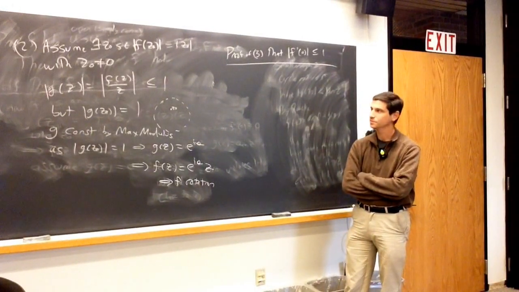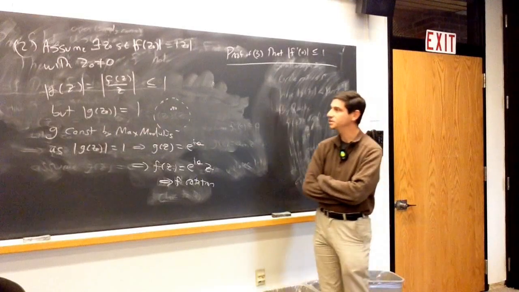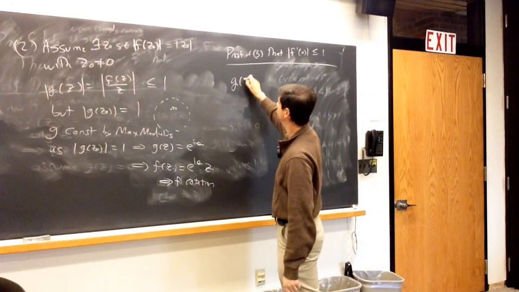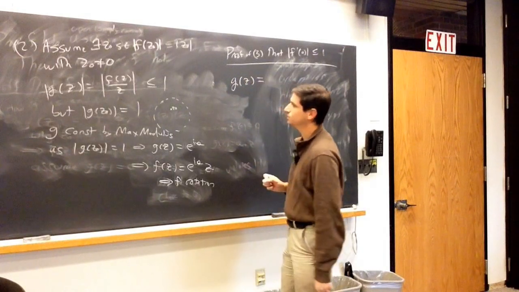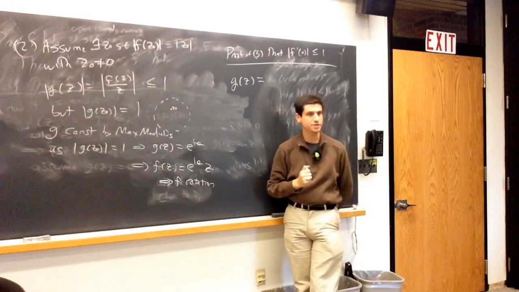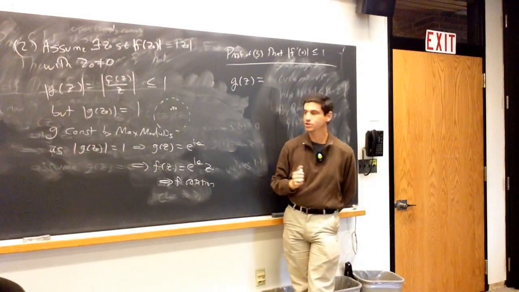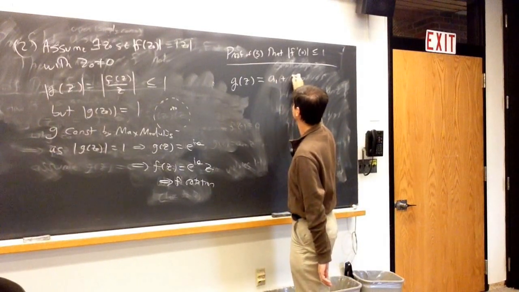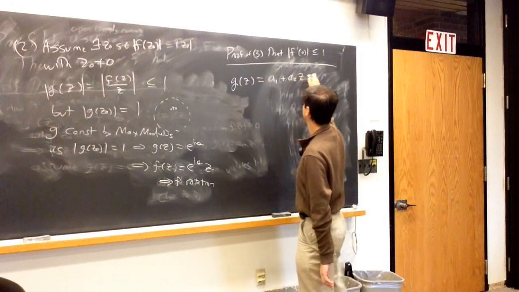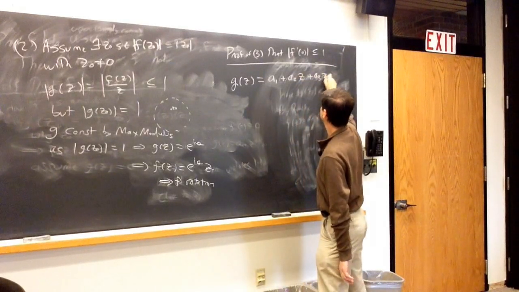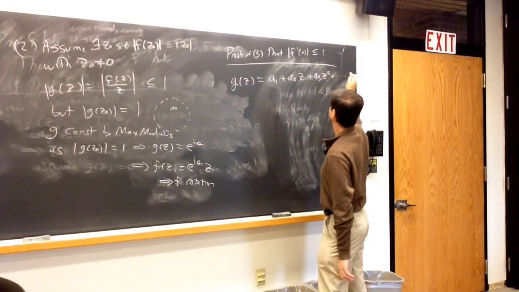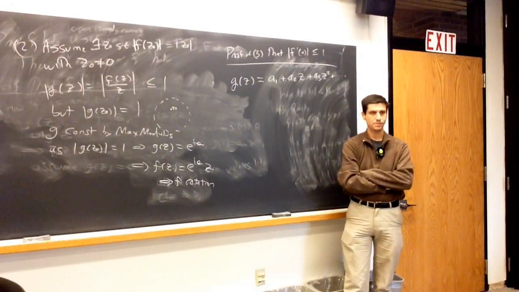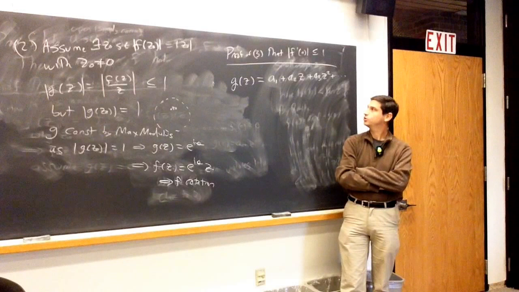This G of Z has been pretty handy so far. So G of Z has been pretty handy before. Okay, so we could look at G of Z. Well, we know f of 0 is 0. So this could be written as a1 plus a2z plus a3z squared plus dot dot dot. Could a1 be 0?